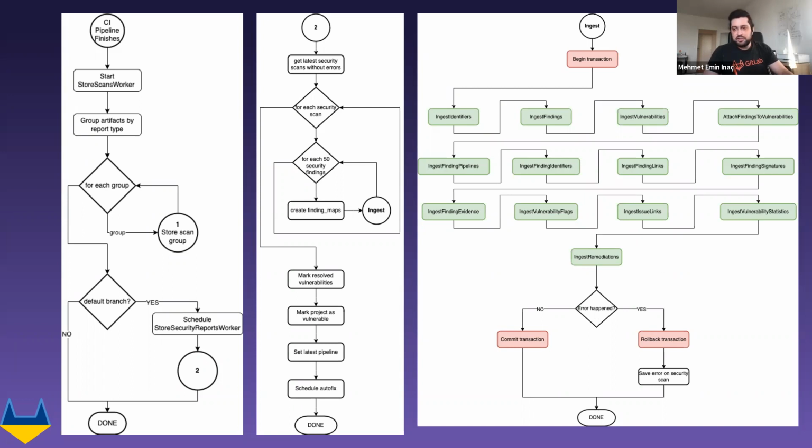So this is actually what Lucas already asked. If there is an error in this pipeline, we roll back the transaction here and also save this error on the security scan, so it will be visible to the user.